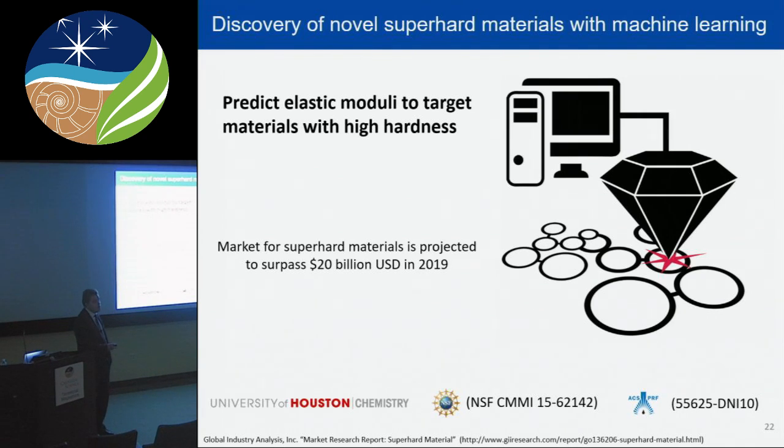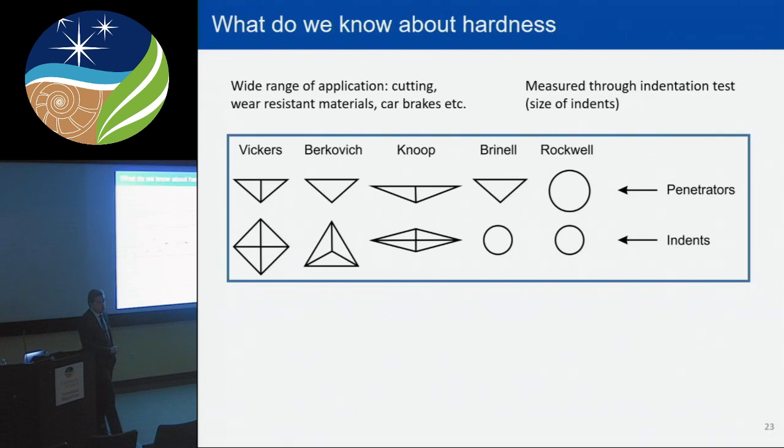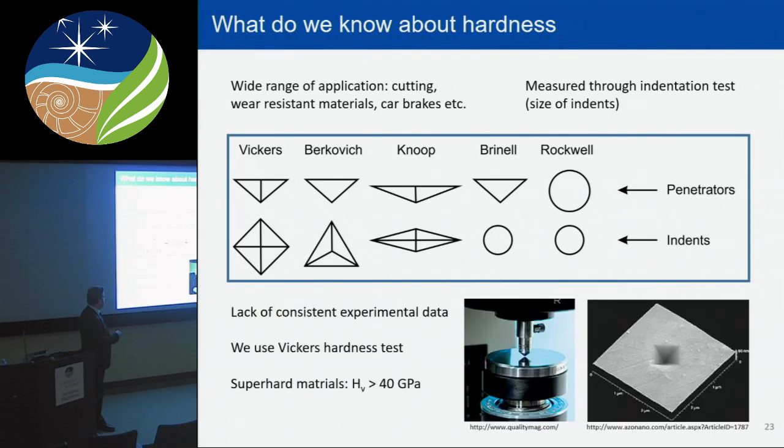So can machine learning help us with targeting new superhard materials? Probably it can. The problem with hardness is that it can be measured in various ways. These are the different shapes of penetrators here, which are different shapes of diamond, basically. You put some load on that diamond and see how it deforms your material. Here are the indents, the plane view of the indents that the diamond tip leaves on the surface. Here is a typical instrument setup, and here is the Vickers hardness response. It looks like a pyramid shape.